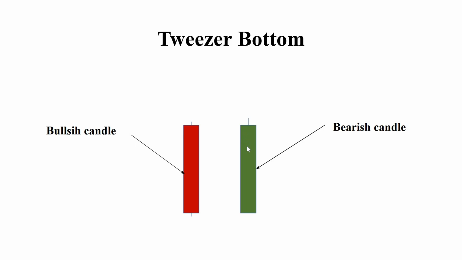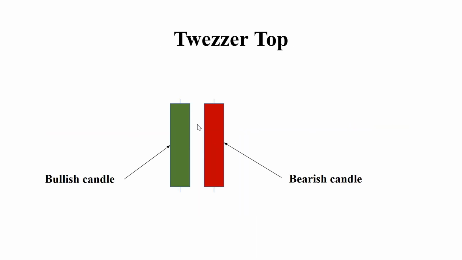So, in the bullish pattern, the bullish candle should close at the exact price as the bearish opened, or it should go a little above the opening of the bearish candle. Then when we go to the tweezer top formation, the bearish candle should close equal to the bullish open, or they must be at the same price, or the bearish should be a little below the bullish, which is a confirmation of the tweezer top.